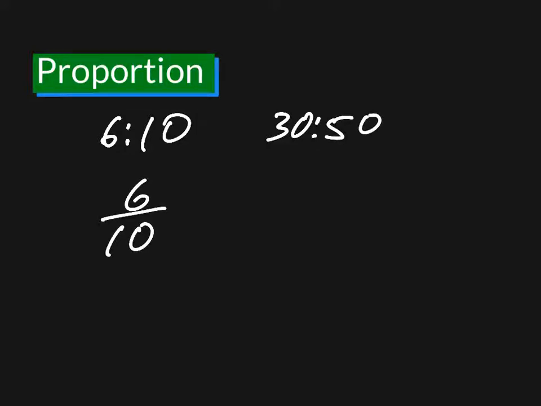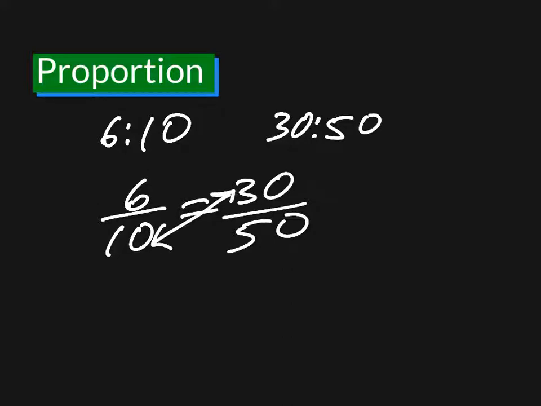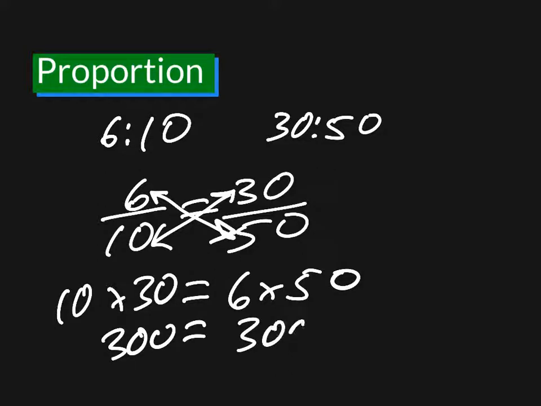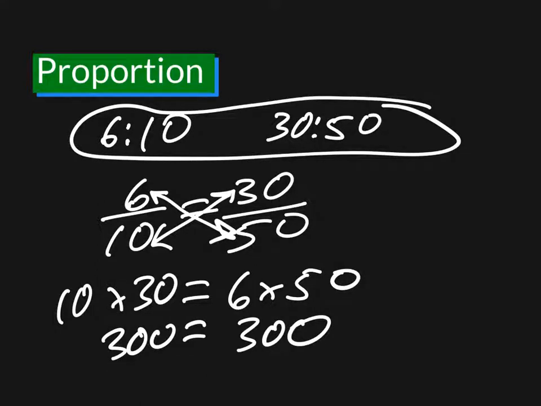One way is to divide 6 by 10 and divide 30 by 50 and see if you get the same answer. Another way is to cross multiply the two sides. So you can multiply 6 times 50 and you can multiply 10 times 30. 10 times 30 is 300, and 6 times 50 is also 300. So yes, these two ratios are equivalent or proportionate.